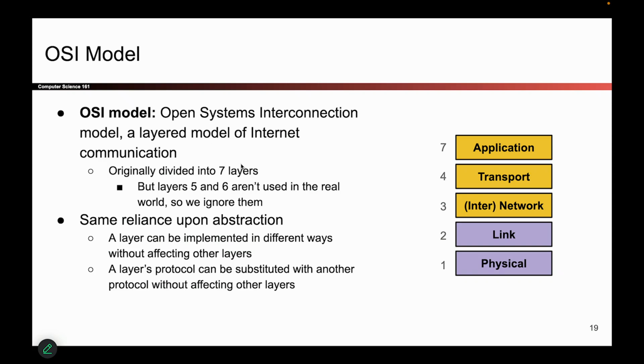Now, the first thing you'll probably notice is that the numbers are kind of weird. They go 1, 2, 3, 4, 7, and that is not how numbers work. The reason why it's weird like that is because this model is kind of old. It's from the 1970s, and layers 5 and 6 were originally defined, but nobody uses them anymore. That's why they're missing. So nowadays, there's only 5 layers that we think about: 1, 2, 3, 4, and 7.